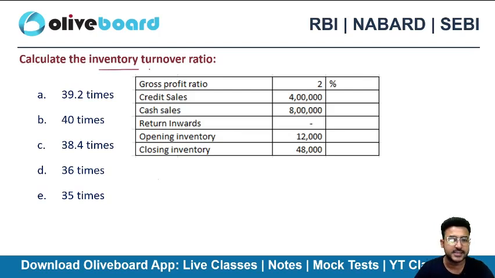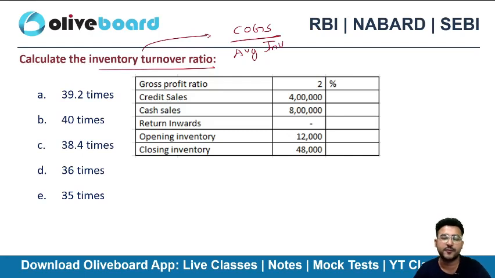The formula is cost of goods sold divided by average inventory. Cost of goods sold divided by the average inventory. That's the formula. So here in the question, they have given me the gross profit ratio of 2%, credit sales and cash sales. So this will be my total sales, 12 lakhs.